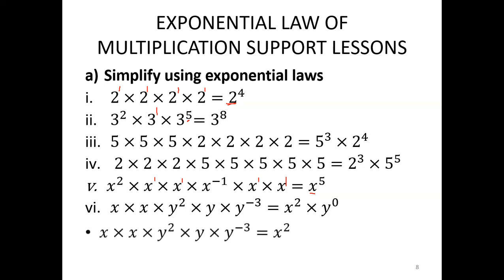Now, if I have this, obviously I'll end up having x to the exponent of 2 because y to the exponent of 0 is 1, and anything you multiply by 1 is itself. That's why x squared times 1 is x squared. It remains the same. 1 keeps it as it is. We call it the multiplicative identity.